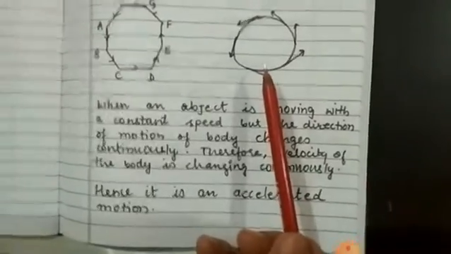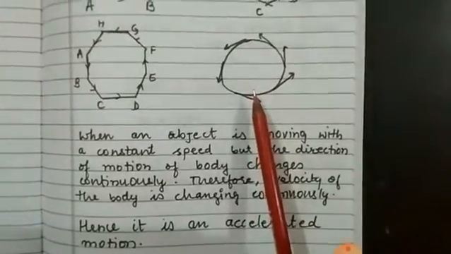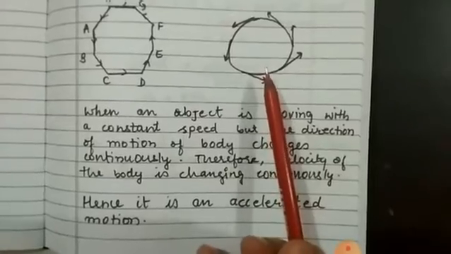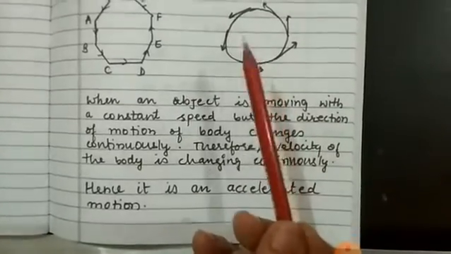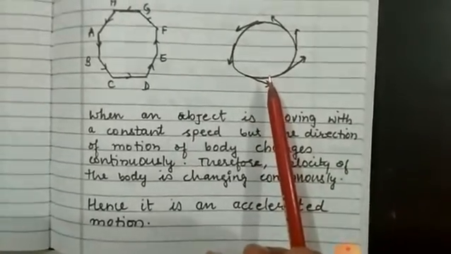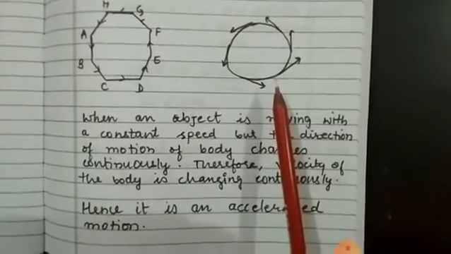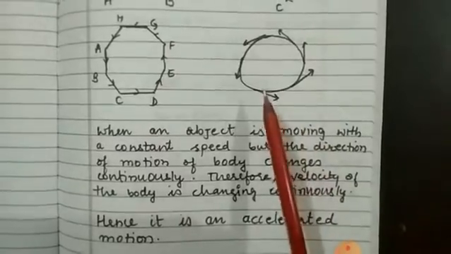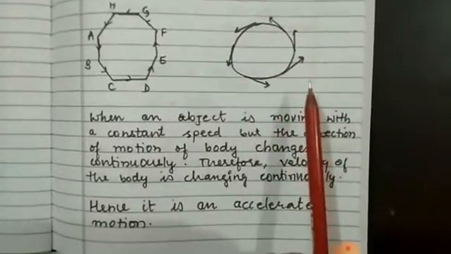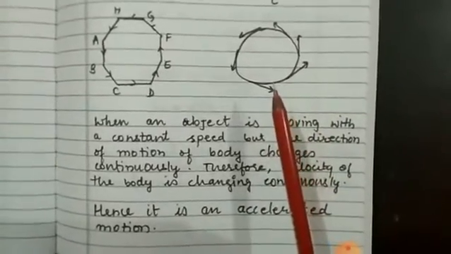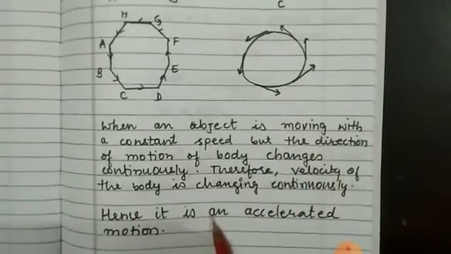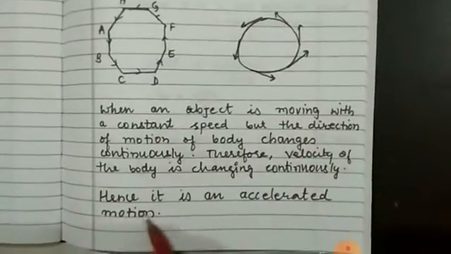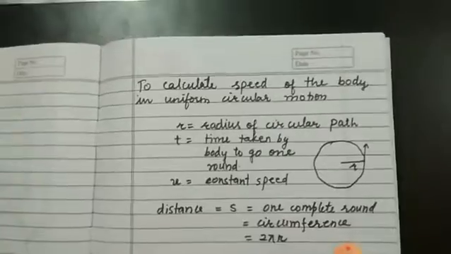One question arises here: what is the type of acceleration in uniform circular motion? Dear students, you know, if the velocity is changing, it means that it is generating acceleration. So this uniform circular motion is known as an accelerated motion.